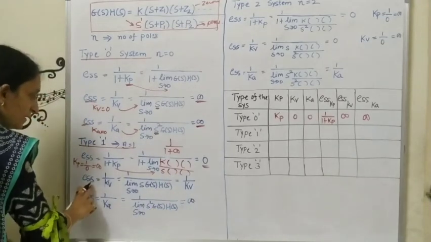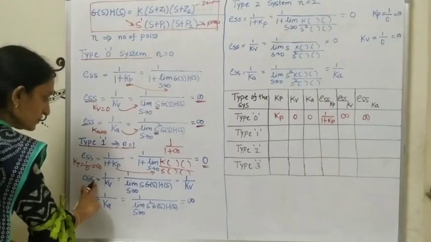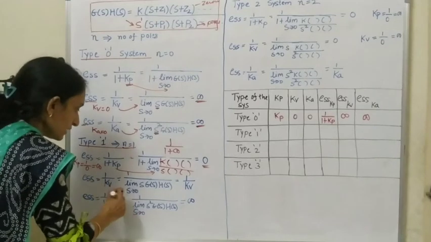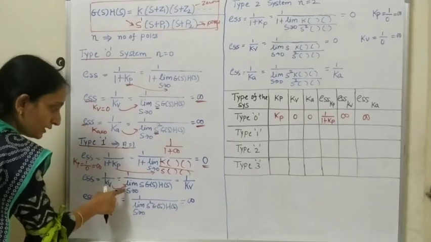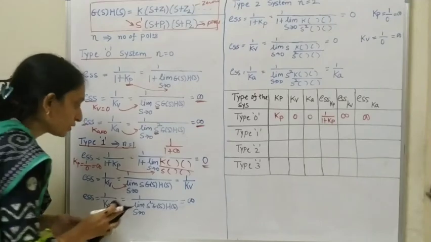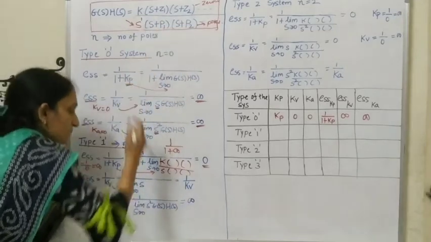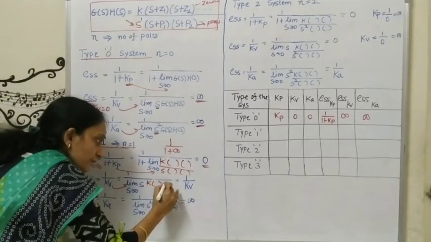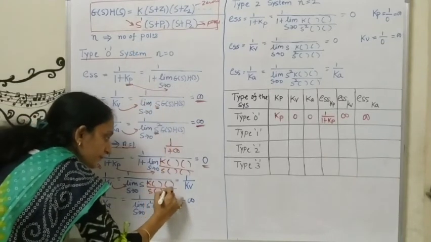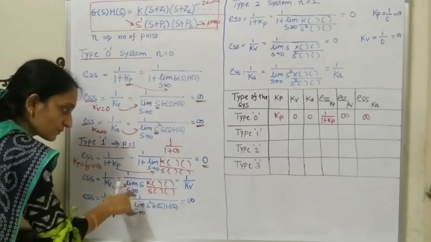Now next, the formula for ESS for unit ramp input. ESS for unit ramp input is given by 1 upon Kv. So I am substituting the formula for Kv here: 1 upon limit s tends to 0, s into G(s)H(s). Again I will replace this G(s)H(s) with the transfer function. Here there is a term s, so this s and s will get cancelled.